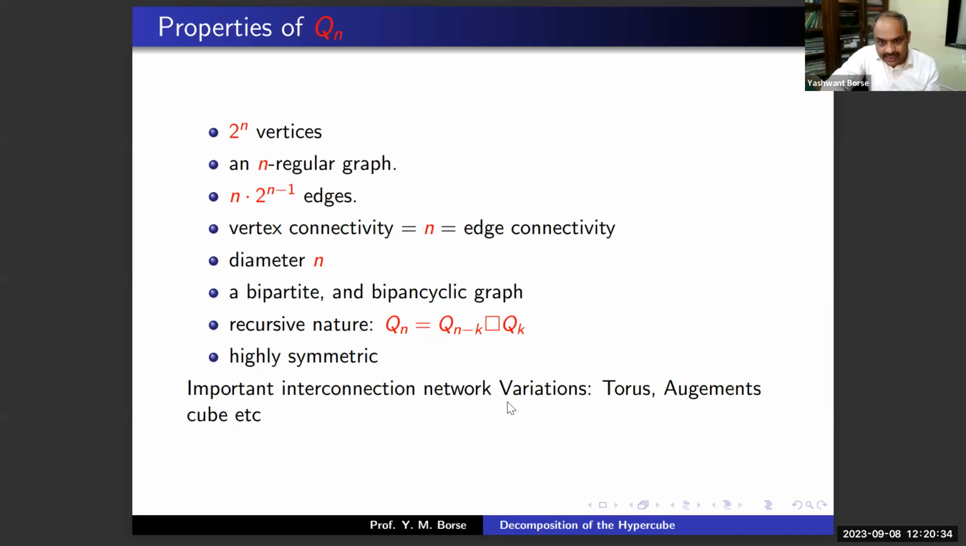There are variations also. Torus, for example, is one variation. Augmented cube is another; there is a spelling mistake here. There are many others, but these are some standard ones. I told you that torus is the Cartesian product of cycles, and Qn for n even is also a Cartesian product of cycles of length 4. Similarly, augmented cube is a variation where degree is 2n minus 1 and dimension is also less than n. We will not go into details of these variations.